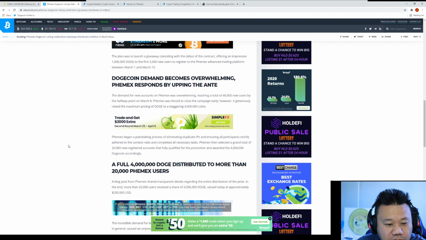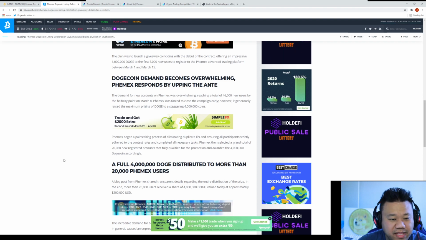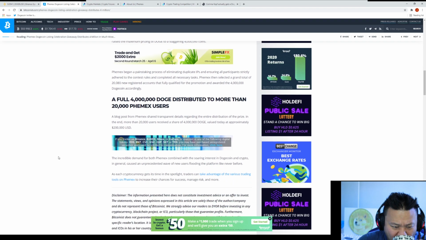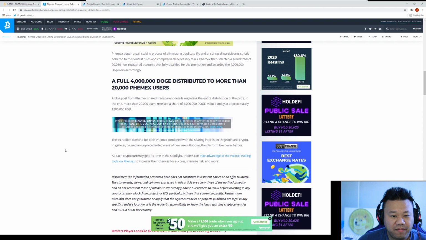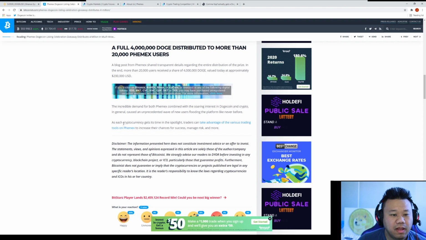A full 4 million Doge distributed to more than 20,000 Phemex users. A blog post from Phemex shared transparent details regarding the entire distribution of its prize, and in the end, more than 20,000 users received a share of 4 million Doge, valued today at approximately $200,000 US. The incredible demand for Phemex, combined with a soaring interest in Doge and crypto in general, caused an unprecedented wave of new users flooding the platform like never before. Okay.